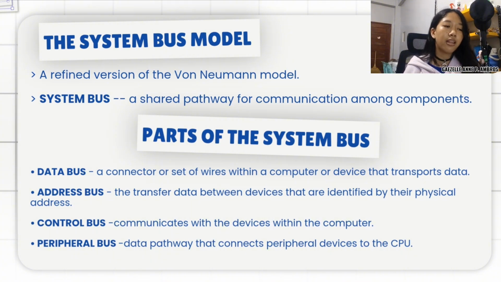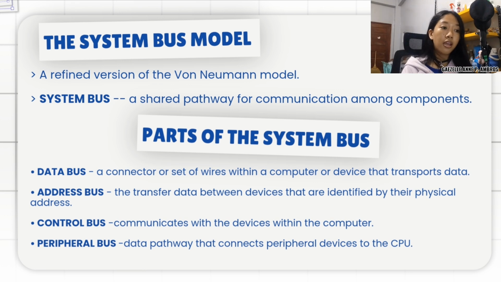First, we have the data bus, which, as you can read here, is a connector or set of wires within a computer or device that transport data. Or in simple terms, this is where the actual information goes through. And then we also have the address bus, which again, as you can read here, is a computer bus architecture used to transfer data between devices that are identified by their physical address. Or again, in simpler terms, this is the bus that navigates and guides where the data bus should go to deliver the information.